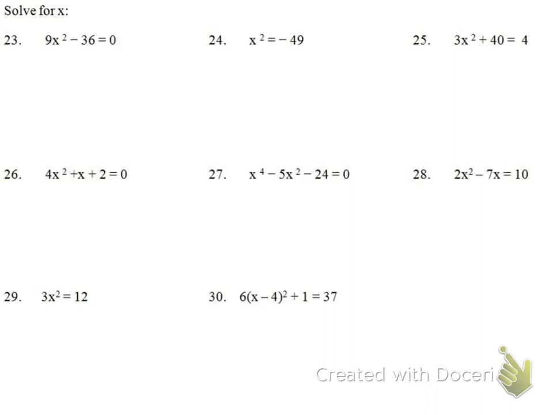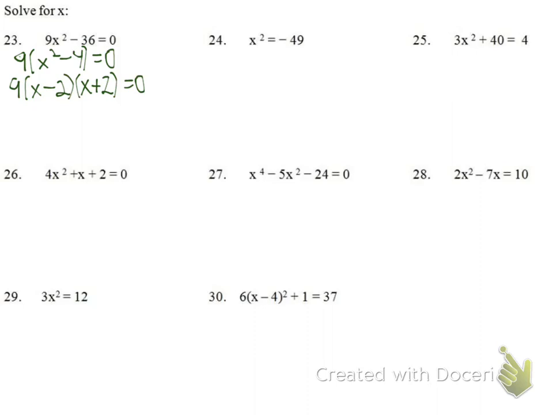So for 23, we can see if we have any common factors. We could actually take a 3 out of both of those, and we get 3x squared minus 12 equals 0. But if we stop there, we realize, well, maybe instead of a 3, we should have taken out a 9. So let's take out a 9 from there, and we get x squared minus 4 equals 0. And x squared minus 4 becomes x minus 2, x plus 2.